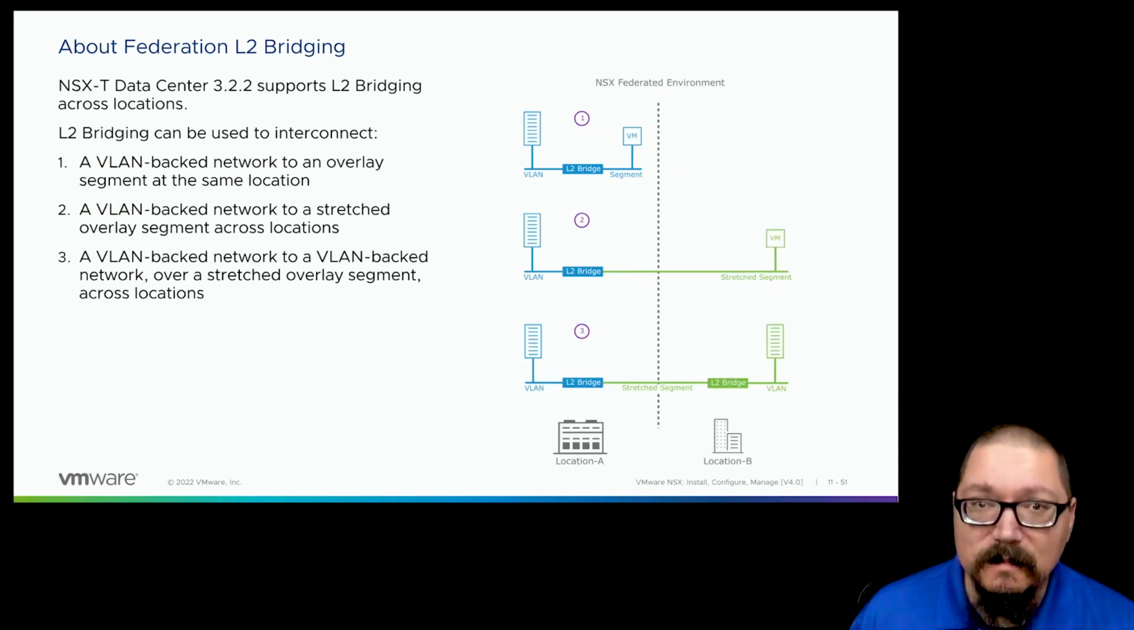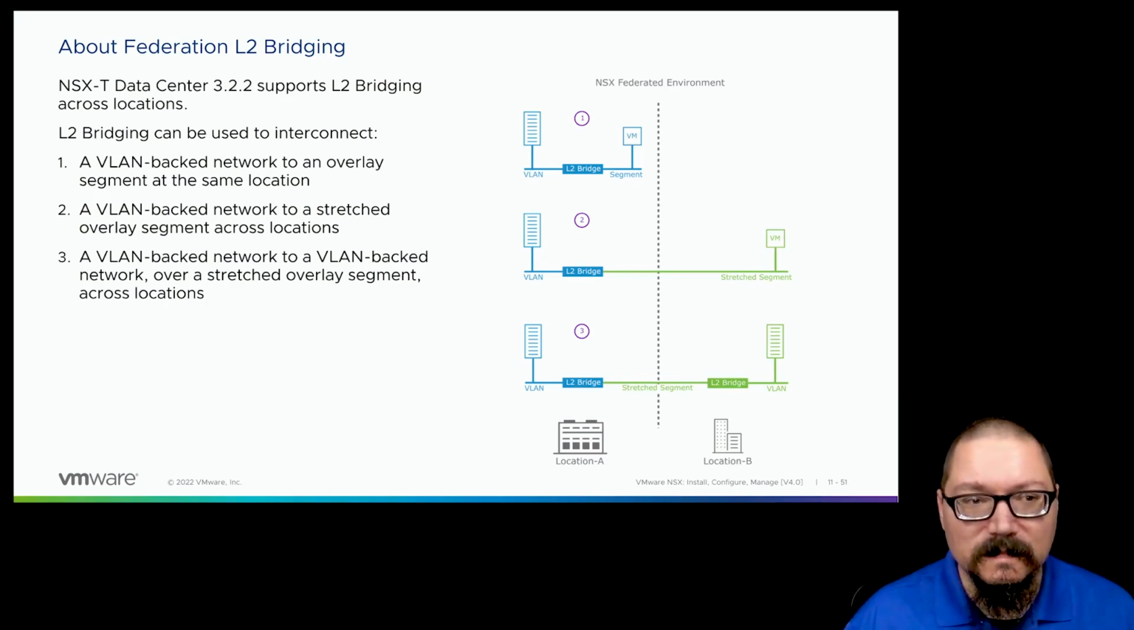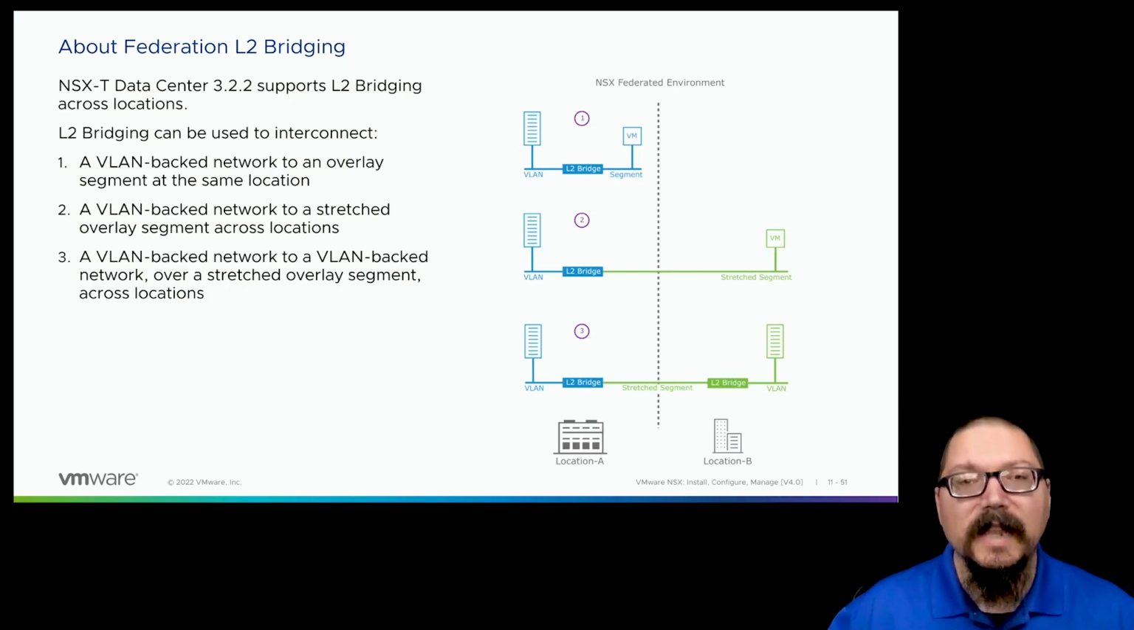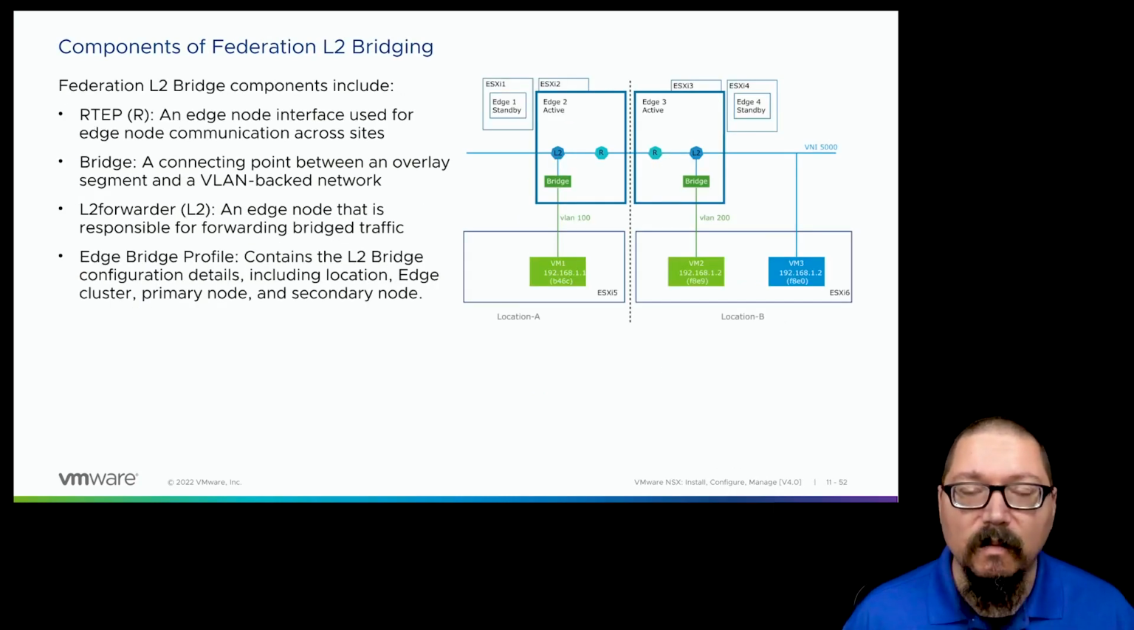Now, since we're on the subject of overlay networks and mapping networks together, we can also bridge stretched overlay segments to VLANs now. This is a relatively new feature that allows me to incorporate Layer 2 bridging into my larger federation strategy where I have a need for that. So I can bridge something in a given location. I can bridge something across locations. I can bridge segments in both locations. We have a lot of flexibility in what we can do.